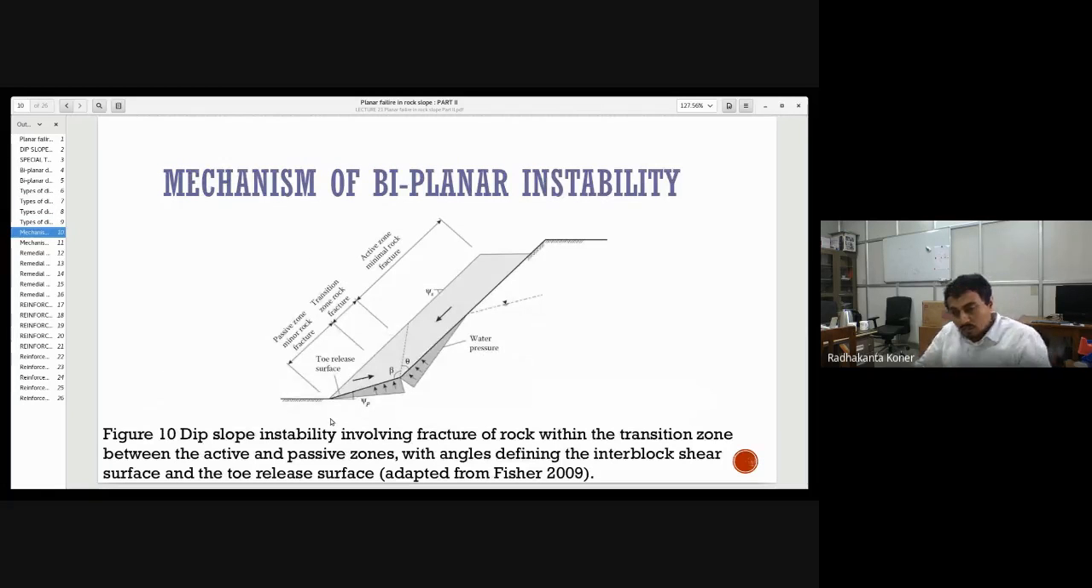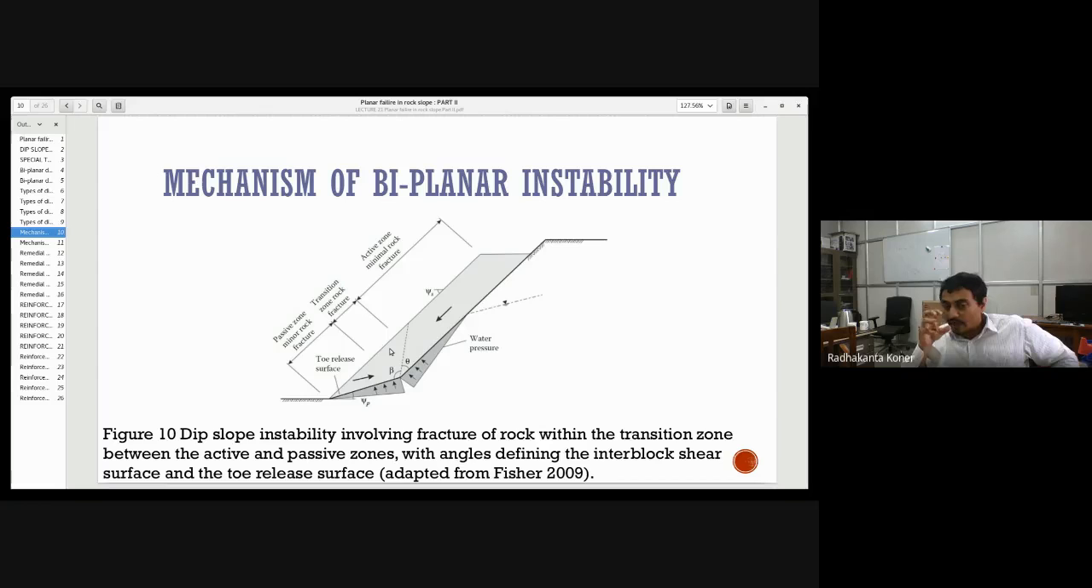Now, if we go into details of it, in a biplanar mode of instability, you see this is the active zone. This is the top portion of the active zone because this is exerting pressure on the bottom one. This is the transition zone because this portion is all in an intact position, but it is intact only from this layer, from this link, and it is exerting pressure. So finally this portion is under strain condition.